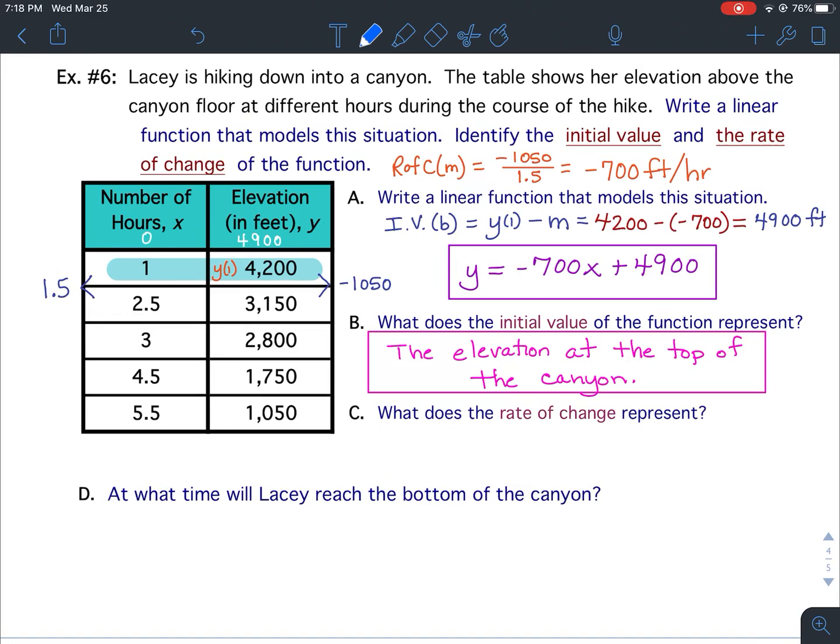Okay, what does the rate of change represent? What does this negative 700 feet per hour? Again, I already kind of discussed this. That is the amount of feet she descends per hour. So Lacey starts at the top, and she's at 4,900 feet. She descends 700 feet, and then after an hour, she's at 4,200. And then she descends after, and so forth. Each hour, she's descending 700 feet per hour. So the rate of change represents the number of feet descended per hour.